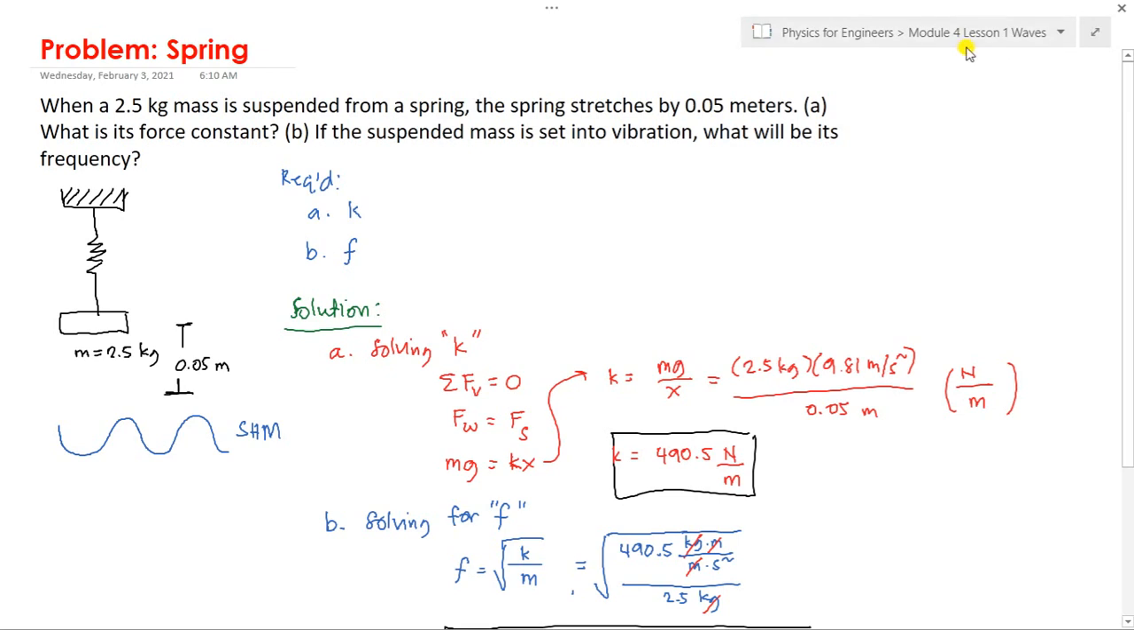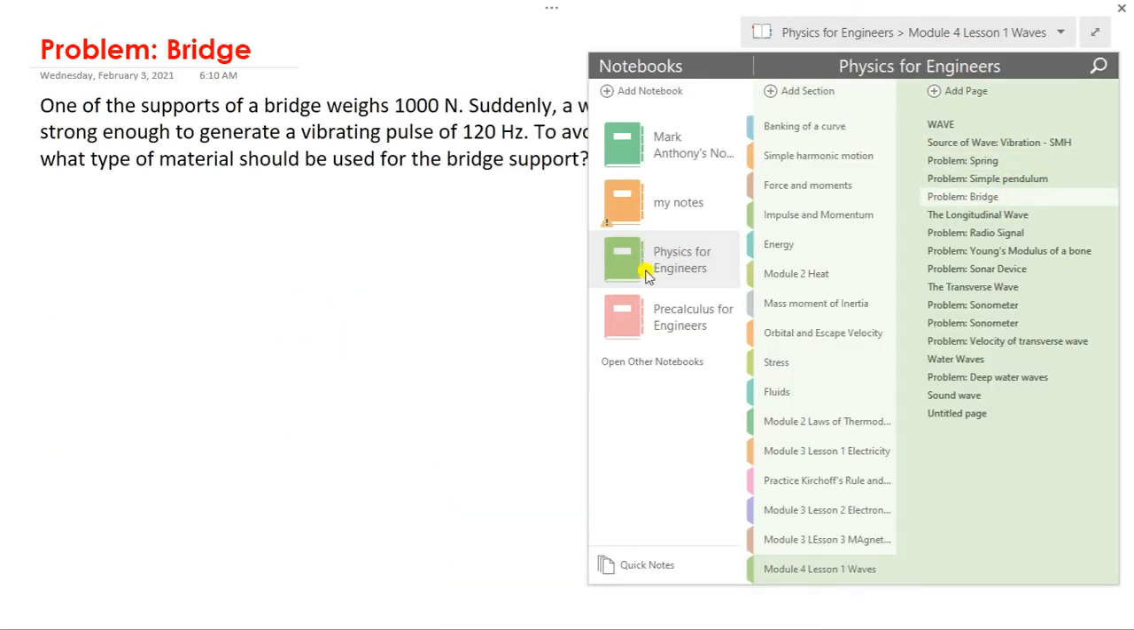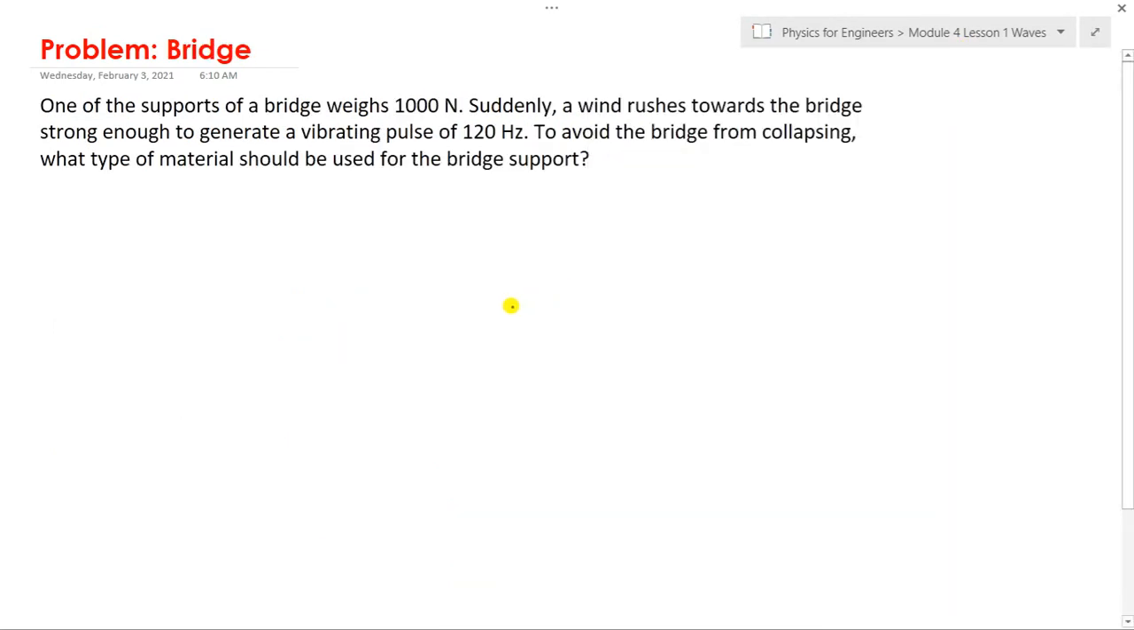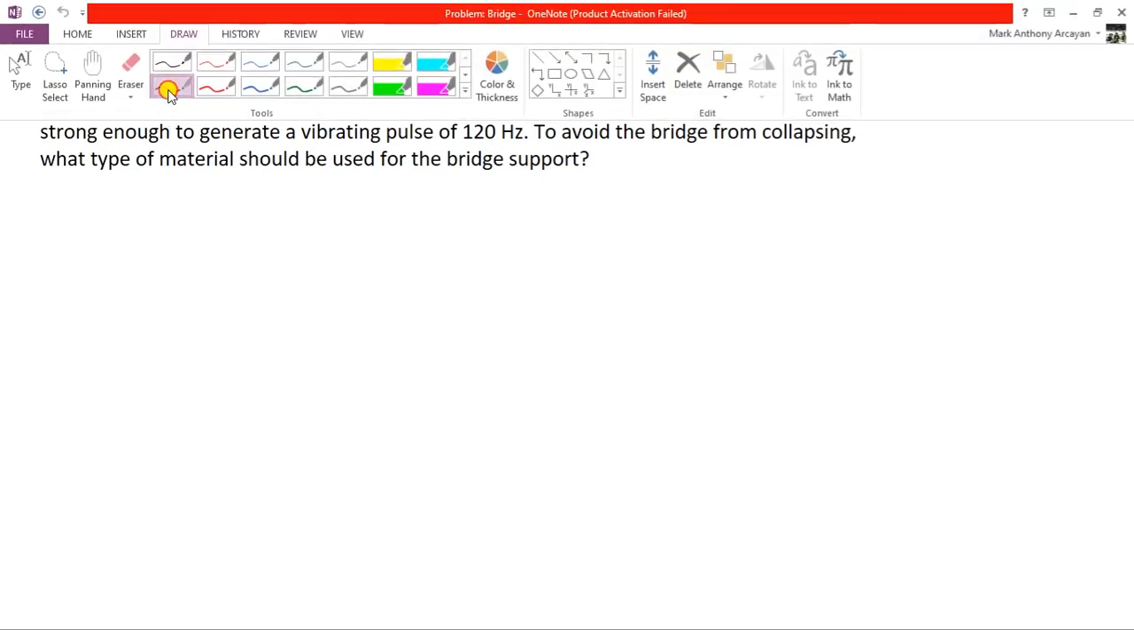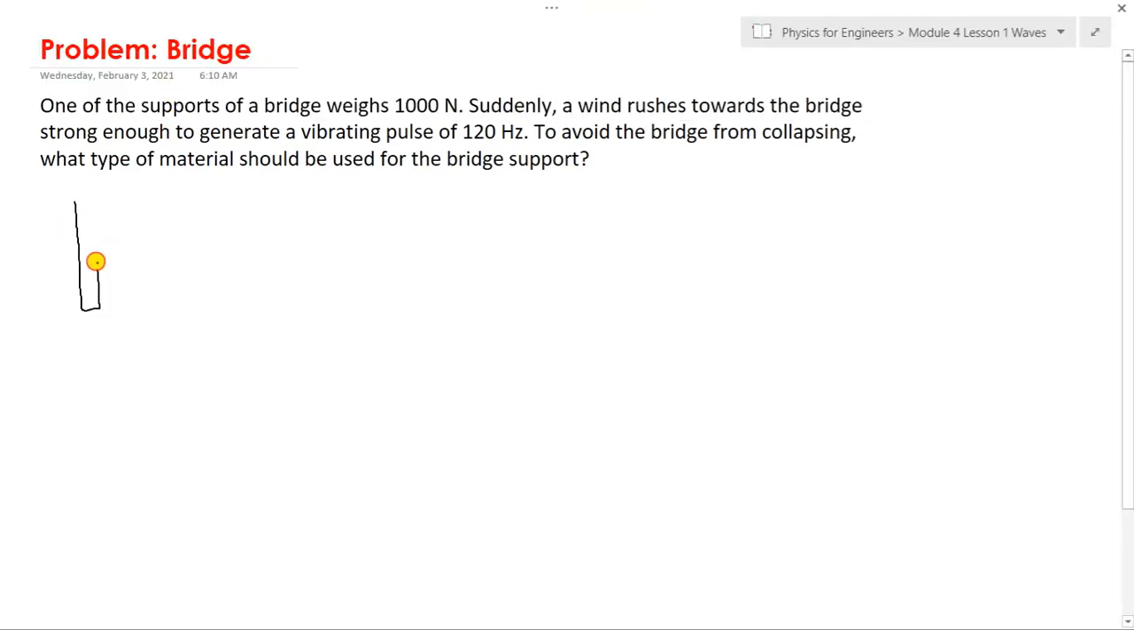Okay, so let's have a second example. Bridge. So let's say one of the supports of a bridge weighs 1000 newtons. So let's say we have a bridge. Let's say one of the supports of this weighs 1000 newtons. So the weight is 1000 newtons.